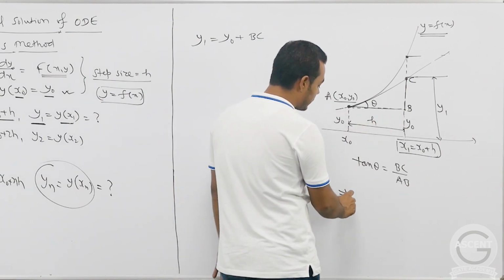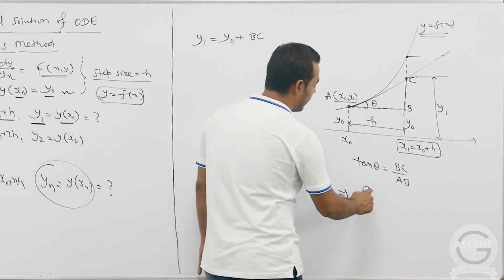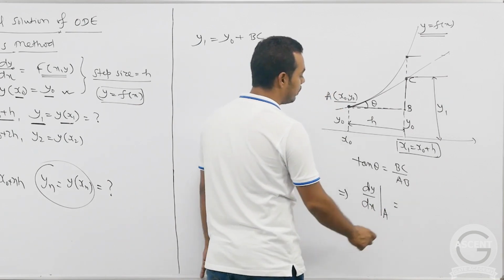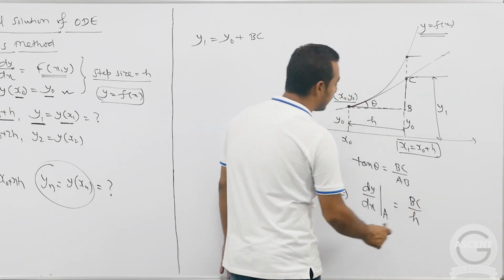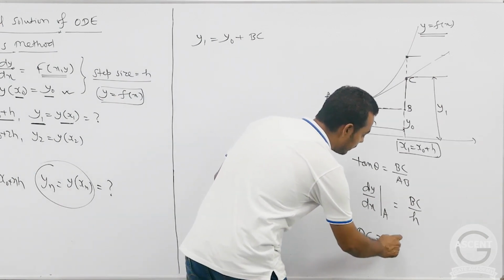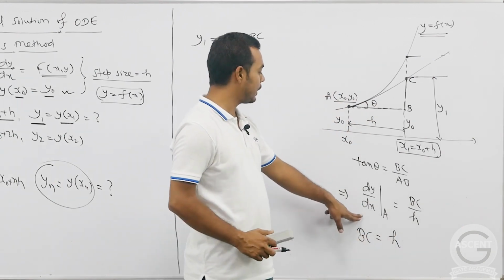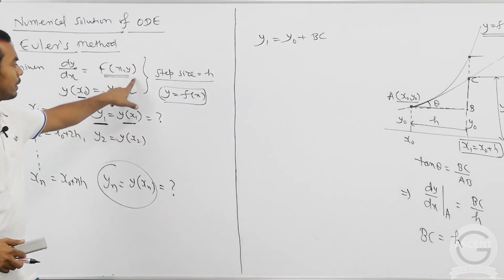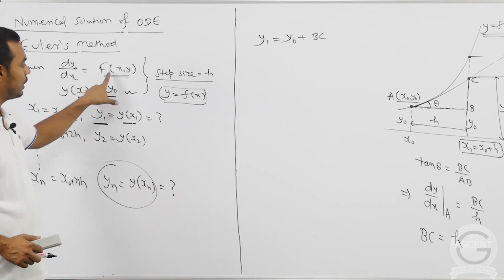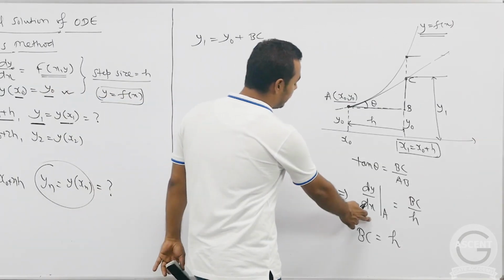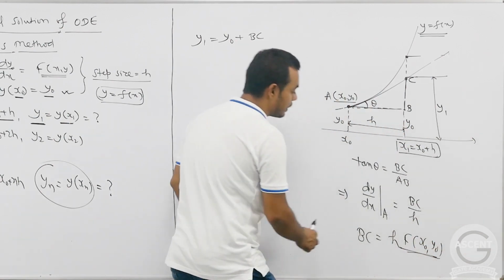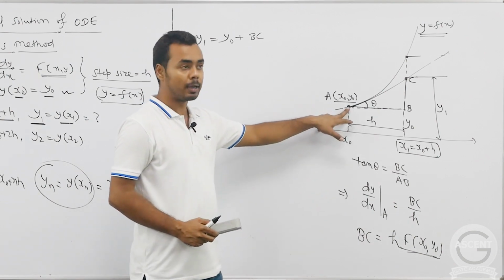Now we know that tan theta is nothing but the slope of the tangent. So the slope of the tangent, which means dy by dx at this point A, will be equal to BC by AB. AB is nothing but h. So from here you can write that this BC will be h into dy by dx at point A. Now the expression for dy by dx is f of x, y, since this y is the solution of this differential equation. So dy by dx at point A will be f of x0, y0. So this is the expression for BC: h into the value of the first derivative at point A.